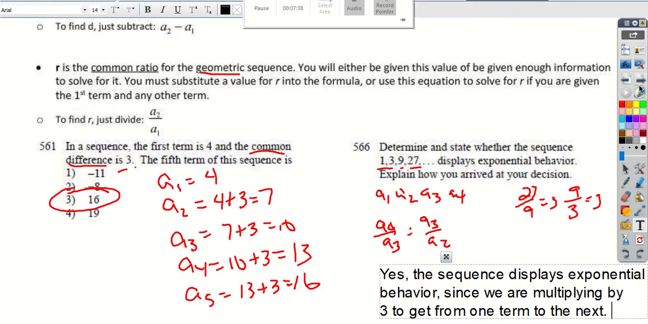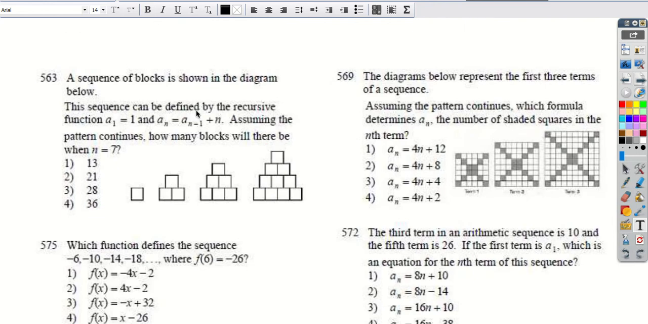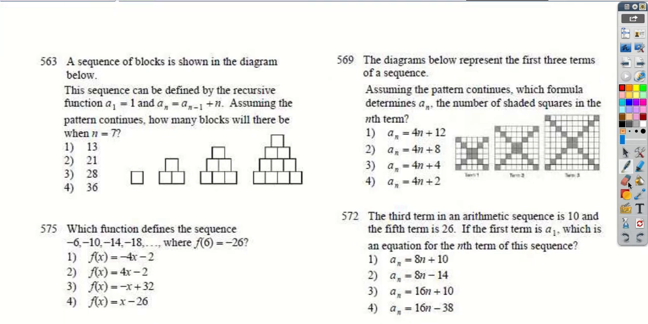Hold on, guys. All right, so going on to the next page here, the sequence of blocks is shown below. The sequence can be defined by the recursive function a1 equals 1 and a sub n equals a sub n minus 1 plus n. Assuming the pattern continues, how many blocks will there be when n is 7? You can see in the first one there's 1. The next one has 3. The second sequence has 3 because that's the last one plus 2. The third sequence is 3 plus 3, so 6. And then the next one has 6 plus 4 because it's the fourth sequence, which is 10.